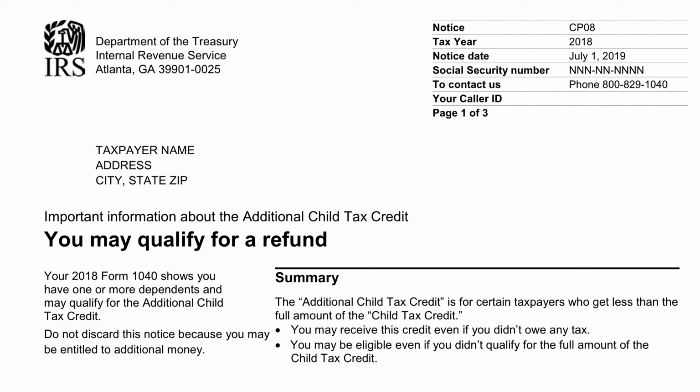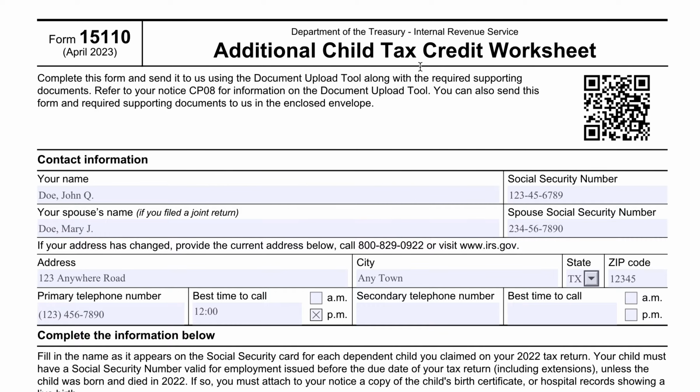As part of responding to your CP08 notice, you may need to complete Schedule 8812, which will actually help you calculate the amount of additional child tax credit that you may be eligible for. The maximum amount of child tax credit in a tax year is $2,000 per eligible child per year. The additional child tax credit portion of that, which is the refundable tax credit, is $1,600.